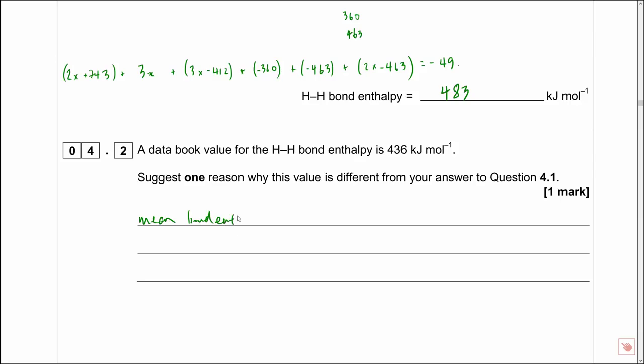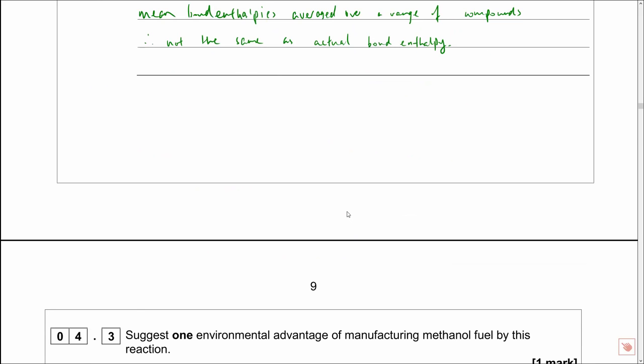So, an answer something like: mean bond enthalpies averaged over a range of compounds, therefore not the same as actual bond enthalpy, which is what the value in the data book is giving you, an actual bond enthalpy of 436. It's a question that gives the idea that mean bond enthalpies are different to actual bond enthalpies, and the reason is that they're averaged over a range of compounds.